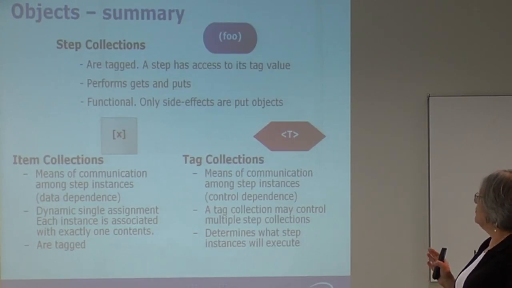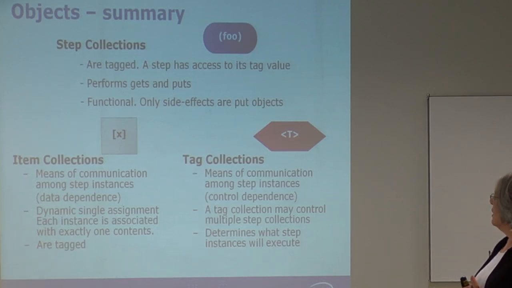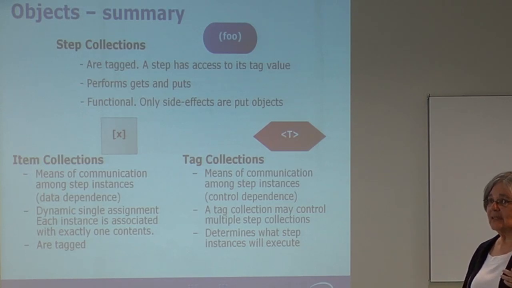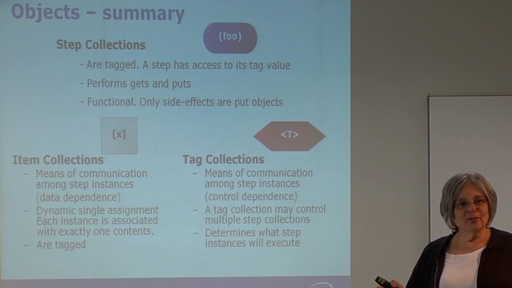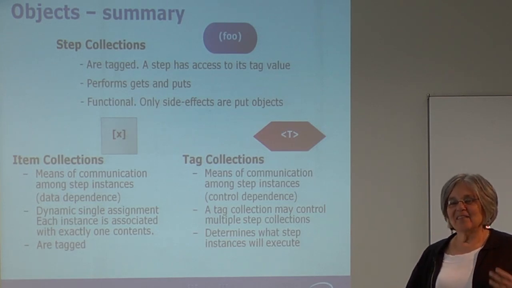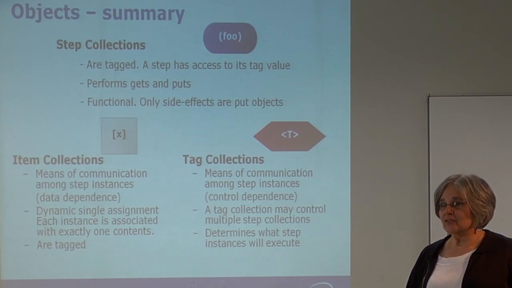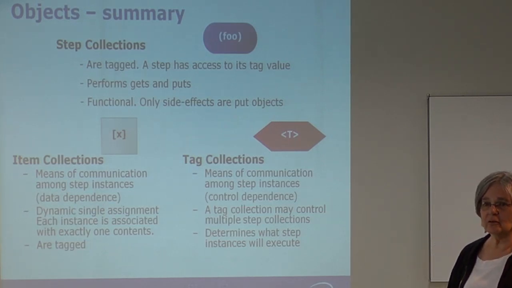Okay. So we have these three objects: steps, items, and tags. The steps themselves have tags. They are tagged. They perform put and get operations. We assume that they are functional in that they have no side effects that are visible outside. Right now, this is a verbal contract, and we're hoping to get more checking in there. But at this point, it's just how you should write the code.